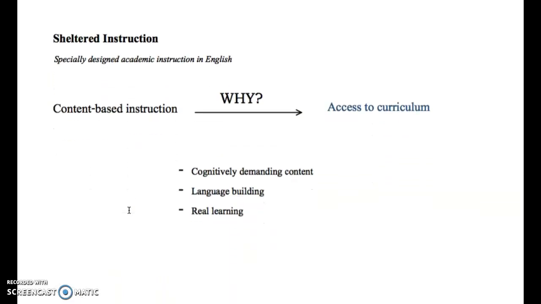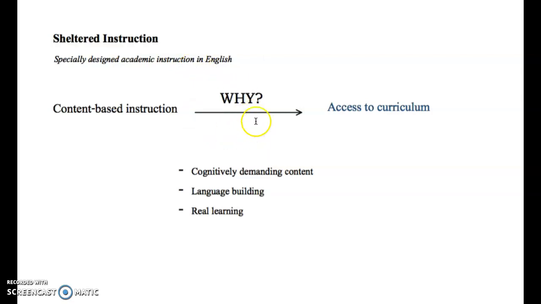The next thing was sheltered instruction, which is specially designed academic instruction in English. And this was something that I really enjoyed reading about, because, again, of the why. I always like to ask myself why do we do something, or why does it have to be done this way? And so basically, from what I understood, sheltered instruction is content-based instruction, just modified or with scaffolding or changed in order for students to understand it, particularly English learners.